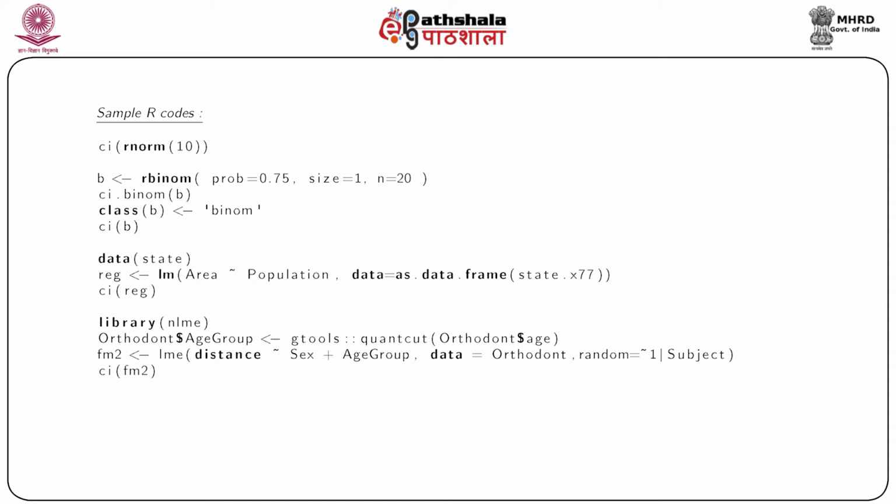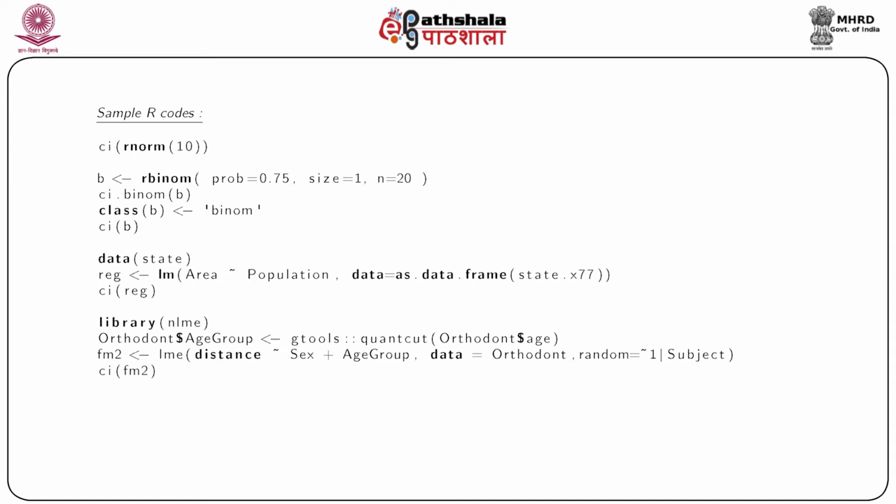Let reg equal the lm function where we are regressing the area on population, and we are taking data as the data frame of the state data. Now we want to find the confidence interval of the fitted regression coefficient. So what we have to do is, for the lm function that we had defined to fit the regression model, we write ci and within brackets reg. And in output what we will get is the confidence intervals of the coefficients of the regression model which were estimated using the data.